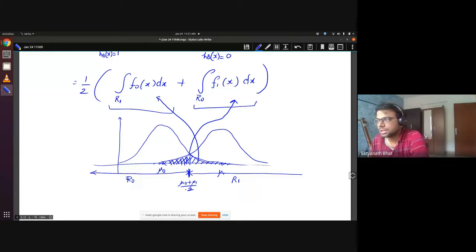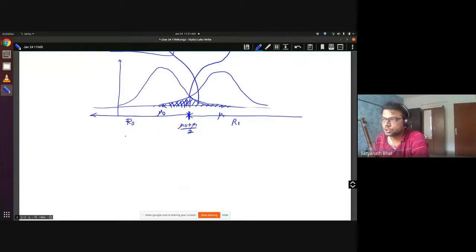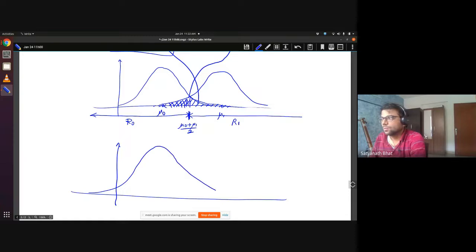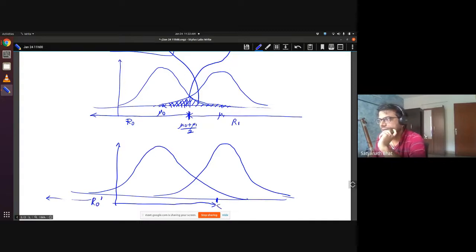Now here we use the threshold as mu0 plus mu1 by 2. Now a question may be asked: if I use some other threshold, what will the error look like? So let's try to do that. If you have, let's say, 1, and then you have the other one, assume that they are the same. Let's say we use this threshold. So this is my R0 prime. It's a different threshold classifier, R1 prime.